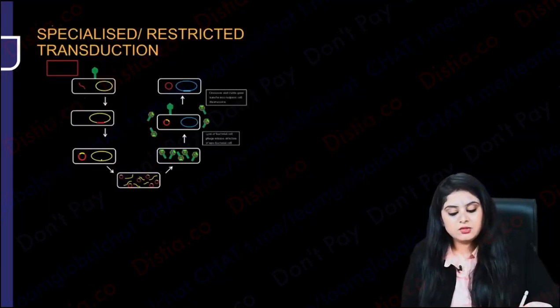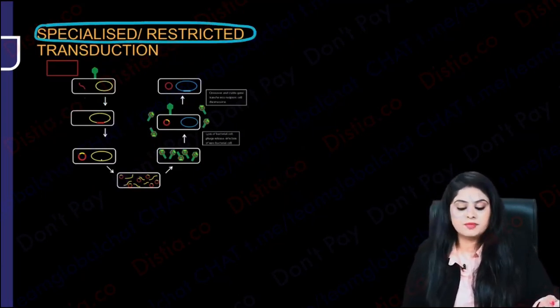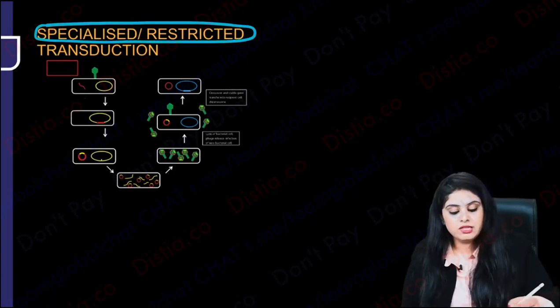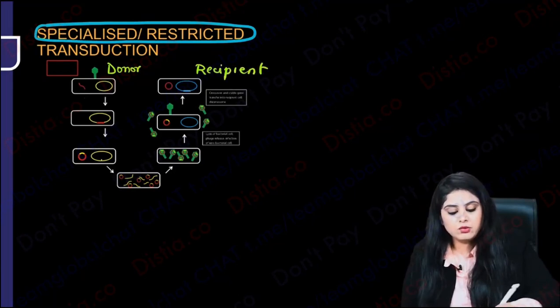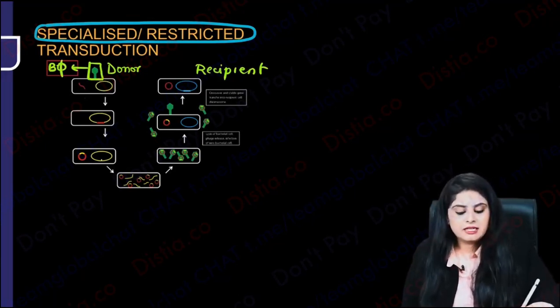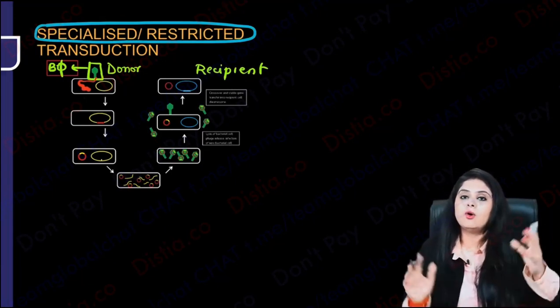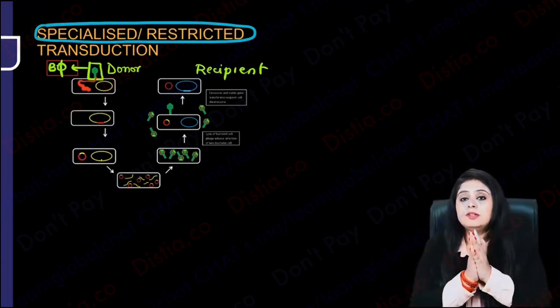Now let me explain to you what is specialized or restricted transduction. Again, I will tell you the same story, that here we have a donor and here we have a recipient, and of course I am going to use the same food delivery app person, that is the bacteriophage. And the bacteriophage does the same thing. It comes and leaves its parcel over here. It said, I am leaving my food parcel over here. But now you know what happens. Now it's not separate food parcels. Now all the food parcels get mixed into one box.